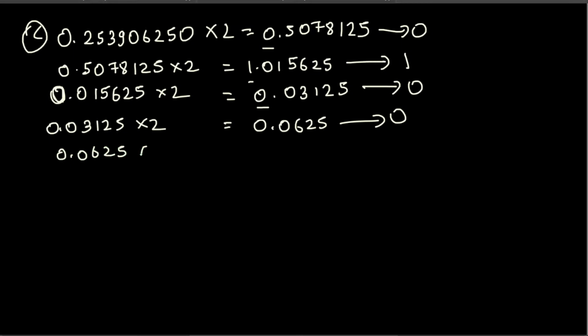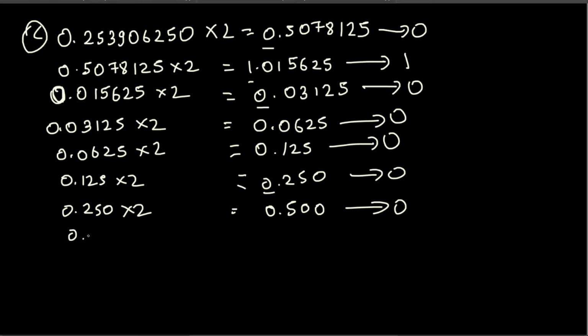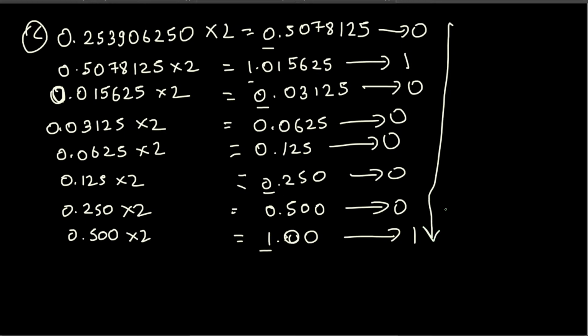Then 0.0625 multiplied by 2 gives us 0.125, and here we have 0. Then 0.125 multiplied by 2 gives us 0.250. Here we have 0. Then 0.250 multiplied by 2 gives us 0.500. Here we have 0. Then 0.500 multiplied by 2 gives us 1.00, and here we have 1. Okay, now we read from top to bottom.